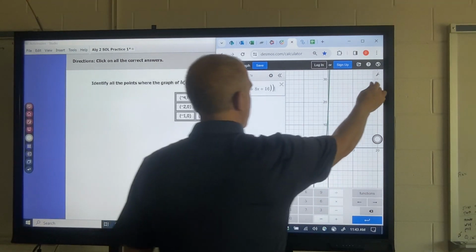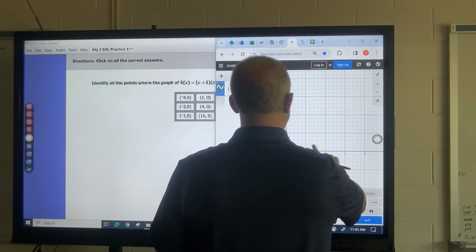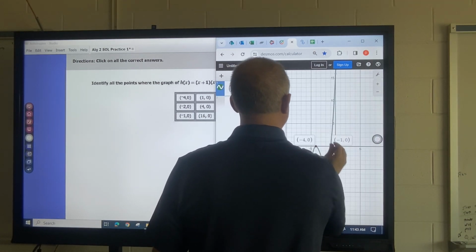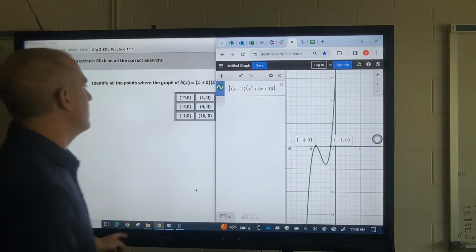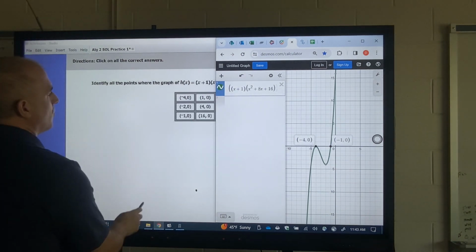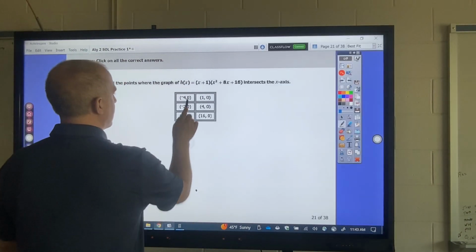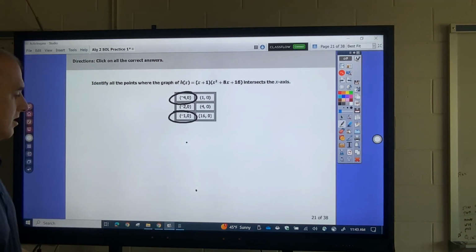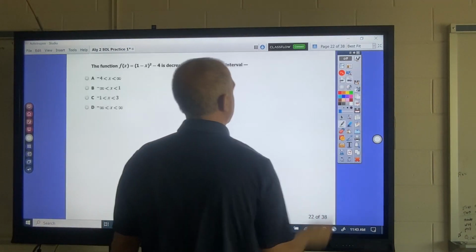Okay, and they want to know where it intersects the x-axis. If I move around, this plus and minus sign will zoom you in and zoom you out. So it touches there and touches there. It touches at -4 and -1. That's a double root on that one.